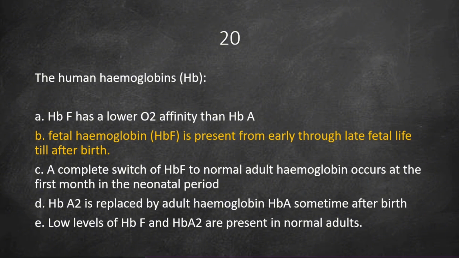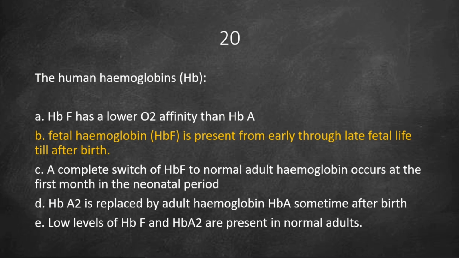Then if you look at option B, which is our answer, fetal hemoglobin, that's hemoglobin F, is present from early through late fetal life till after birth. That's correct, because hemoglobin F is present throughout fetal development, and then it continues to be present in the newborn period, though its levels decrease as the infant grows.